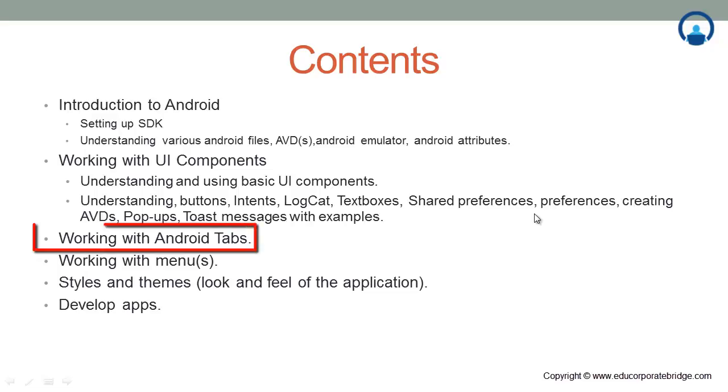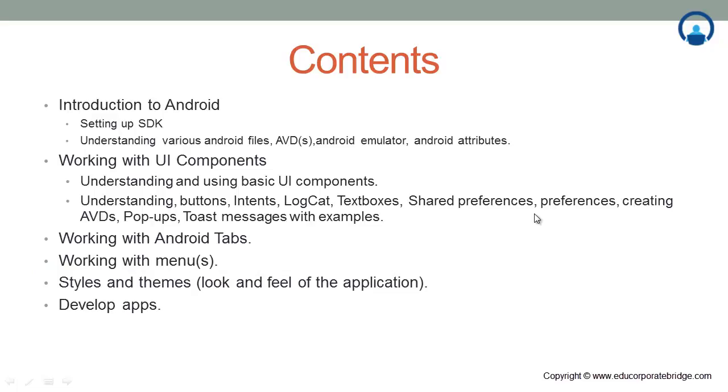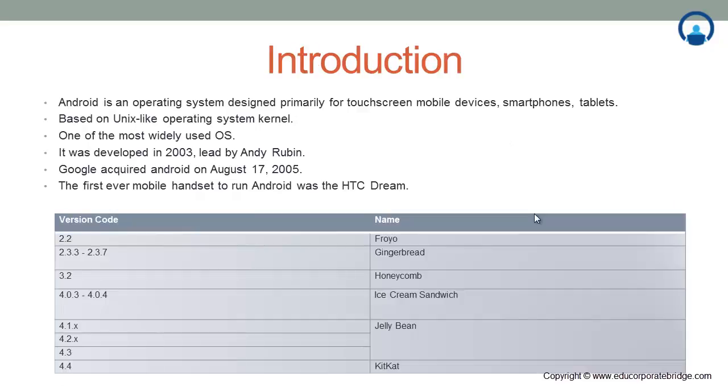And then next we'll be working on Android tabs, then Android menus, and in the end I'll also tell you how to improve the look and feel of the application. I'll tell you how to apply styles and themes to our app. And then at the end we'll also be developing some apps using all the things which we'll be covering in these tutorials. So let's start with the introduction on Android.